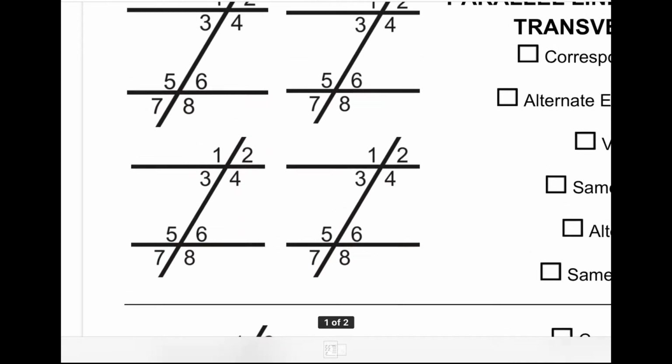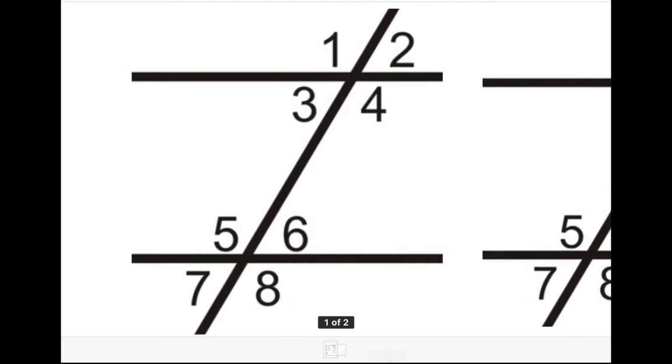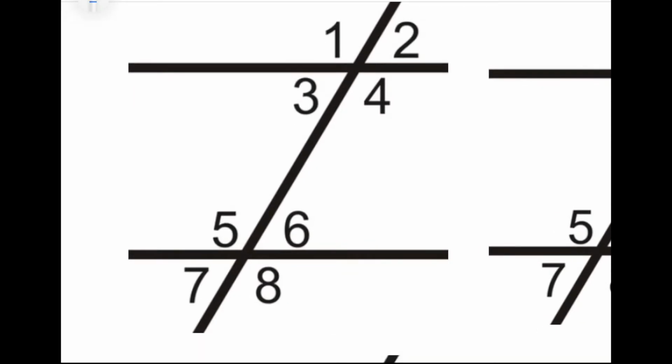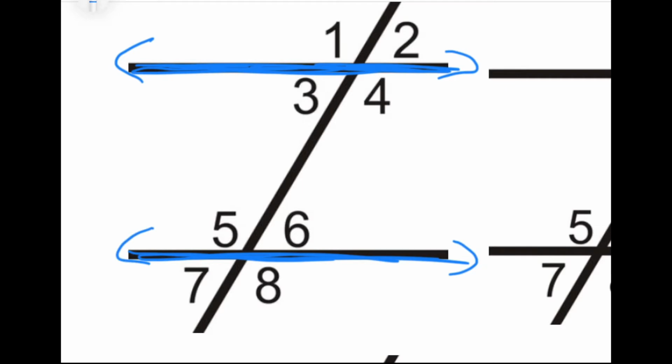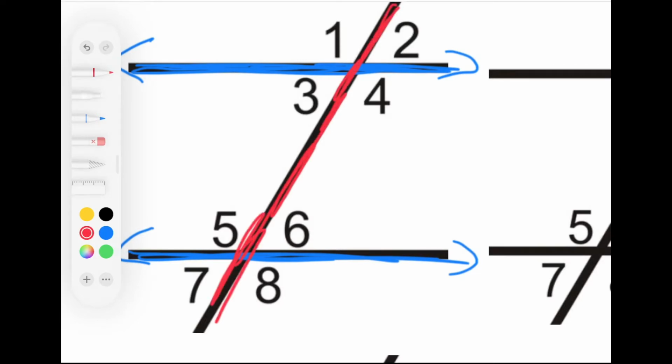Well, if we look at one of these four figures that are the exact same, our parallel lines are going to be the two lines that even if they were extended forever both ways, they would never touch. So that is what I mean by the parallel lines. The transversal is going to be cutting these two parallel lines and creating two different intersections, one with the first parallel line and one with the second.